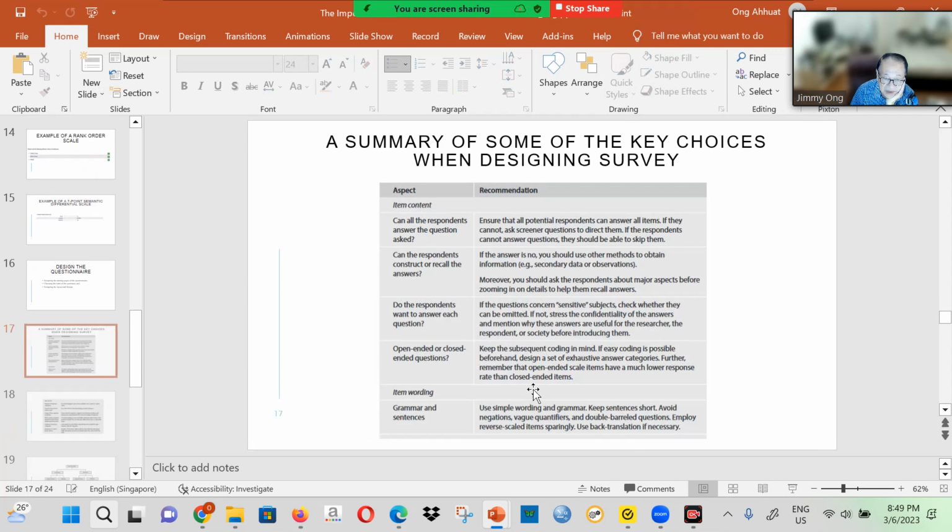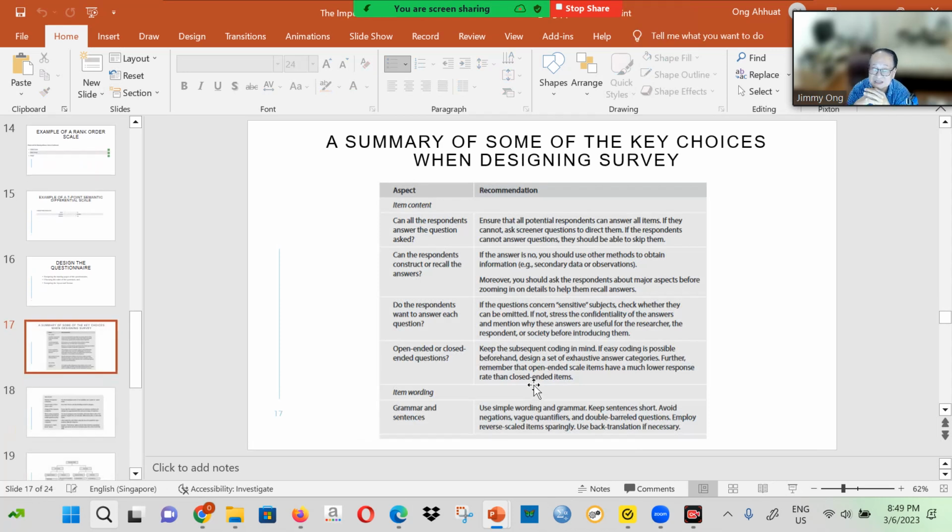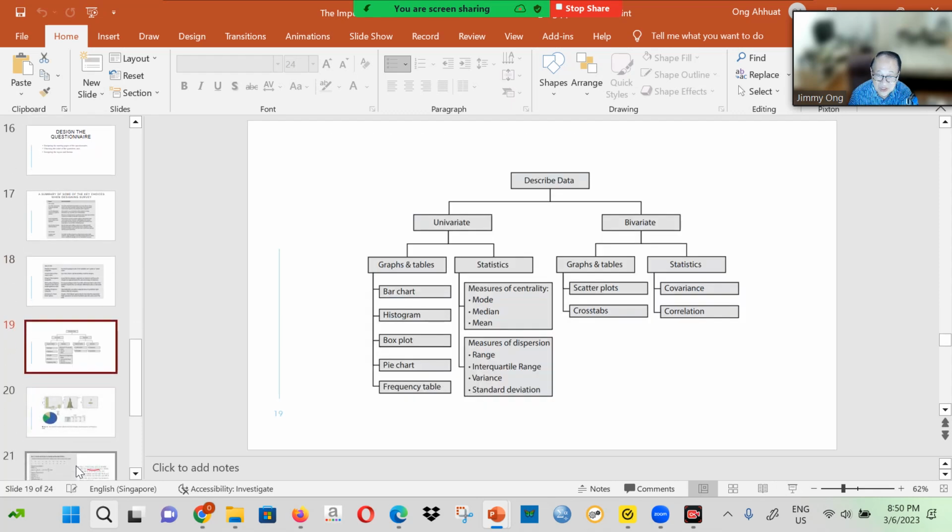Every time I leave it run short time. Okay, summary of some of the key when you're designing. So you look at all this now, okay? You even have to look at your grammar, right? And then check whether it's open there. So this one I put it in this video lah. I don't want to explain now because too much time. I cannot do other thing if I explain.